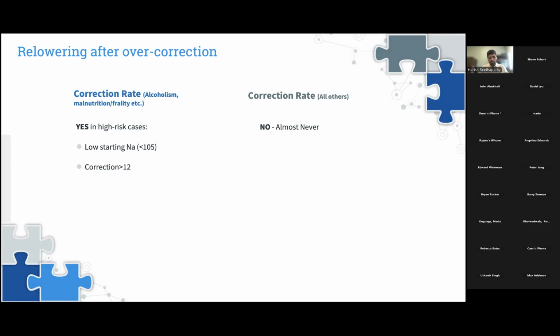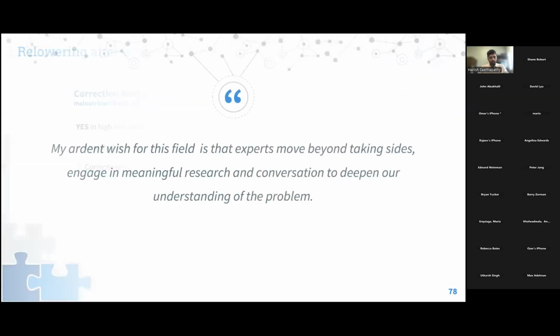In all other patients, I don't think there's a big push towards bringing it back down. If somebody corrects by 12 or 13 and they don't have any high risk factors, is there enough data to suggest that in this very, very extremely rare complication, if you bring it back down, it's not going to happen? I think that'd be a really hard call, and I don't think there's much data to support that.